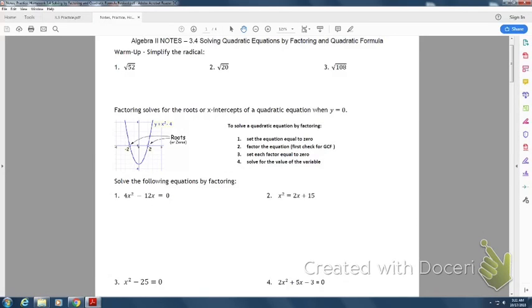So for the warm-up, I didn't really have you look at the warm-up to do this because I'm probably going to show you a different way to do this than you were shown. Alright, so looking up here, don't write this down.